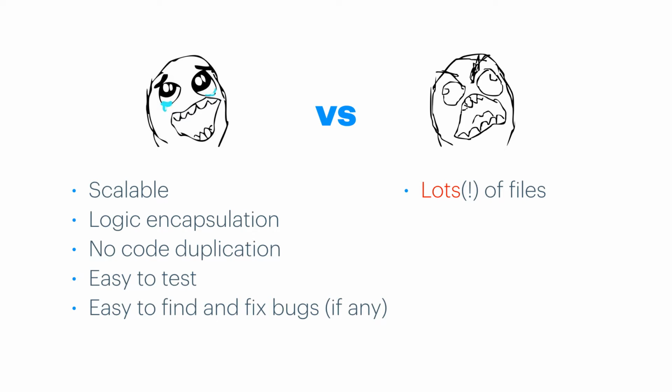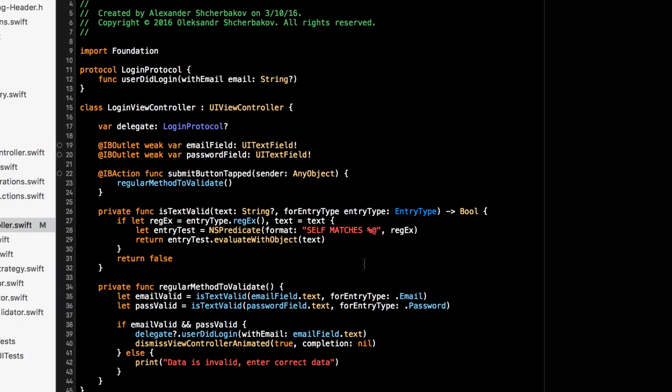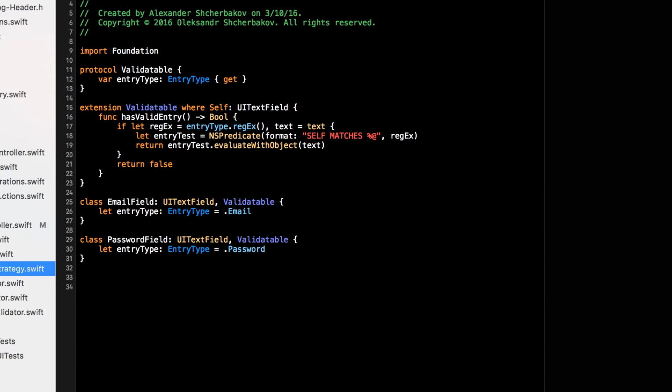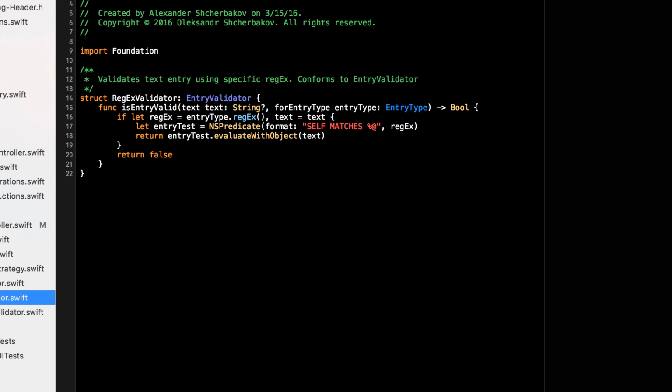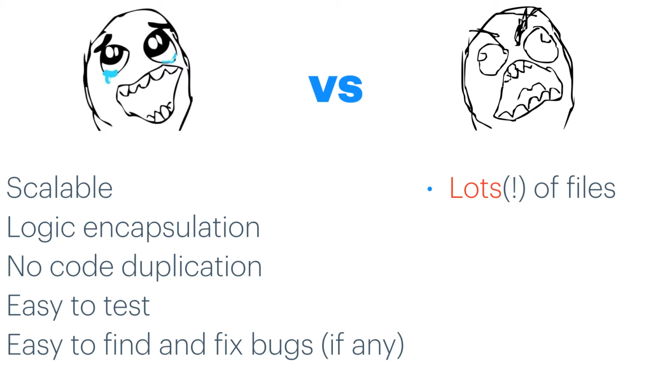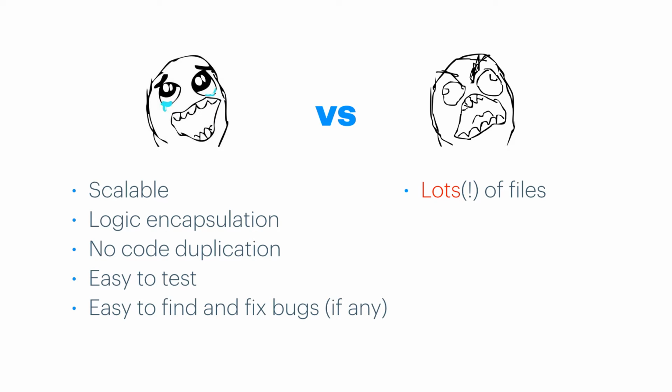The good things about implementing a strategy pattern instead of the default implementation: it's definitely much more scalable. It has logic encapsulation. It avoids code duplication. It's easy to test, and it's easier to find and fix bugs. If you have a class that has only 5 lines, of course it's easier to find anything there, and it's difficult to put something in there that would cause bugs. Downside, it's arguably a downside, but there are a lot of files. In our example, for just a login component, it has the enum, validatable protocol, entry validator, regular expression validator, a lot of files. And it's just the beginning. We didn't scale it yet. It can easily be 20 files just for this feature. So maybe this is a negative part, maybe not.